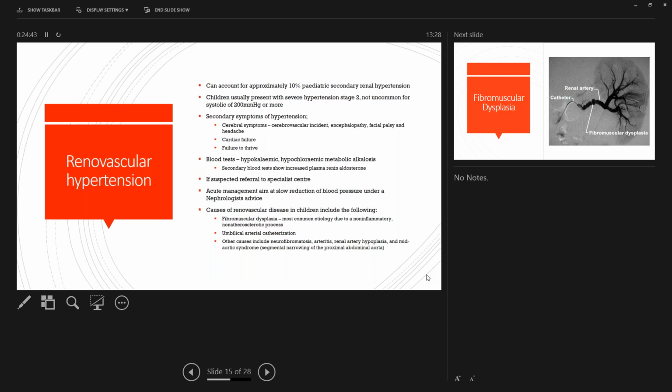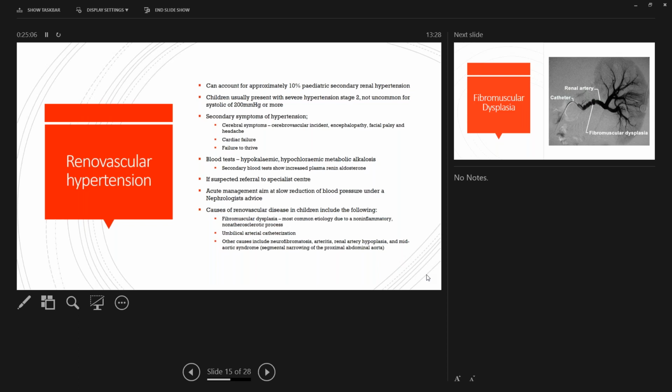And with this, it's then not uncommon for the children to present with a blood pressure of up to 200 millimeters of mercury systolic or more. Secondary symptoms you would then see with this kind of hypertension are cerebral symptoms. So you may see some facial palsy, headaches, cardiac failure, or in the younger children, failure to thrive.